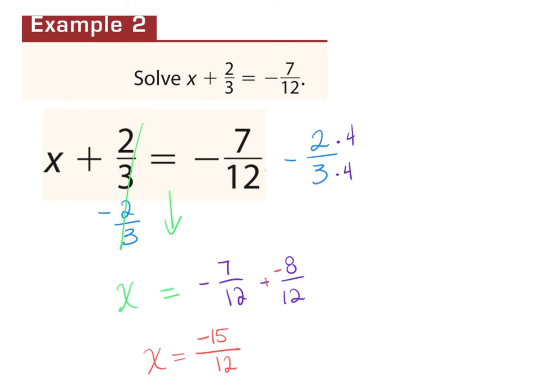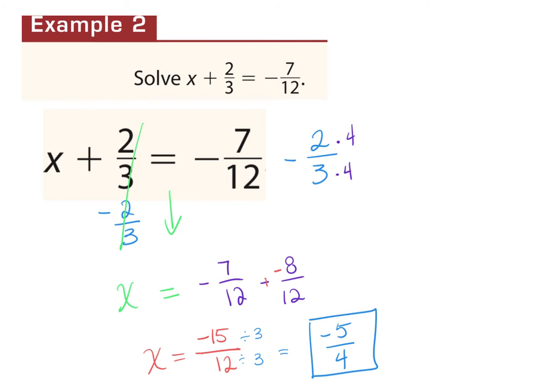I will need to look for one more thing with fractions, though. Can I simplify it? All right? So you're going to say, is anything in common to the 15 and the 12? Yes. What is it? 3. I have a 3 in common, so I'm going to divide the top and bottom by 3 here. So my final answer is going to be negative 5/4.